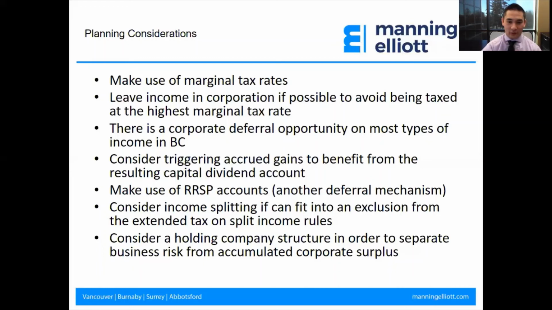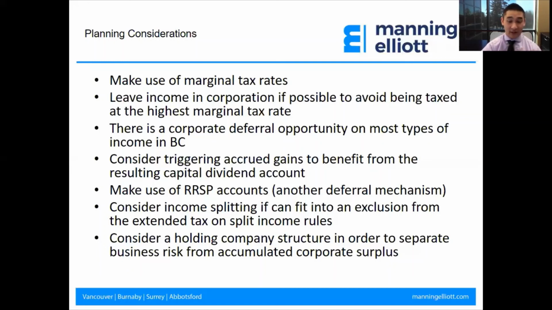As mentioned, there's a deferral opportunity, no matter how slight, on most types of income in BC. So it depends how much income you're talking about leaving in the corporation, or how badly you need that income personally to fund your living expenses or personal lifestyle. Maybe in 2020, the personal expenses weren't quite as much because we weren't able to do as much because of COVID-19. So you can leave more in the corporation and avoid paying that high personal tax rate.